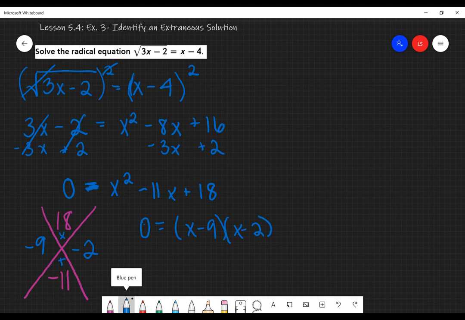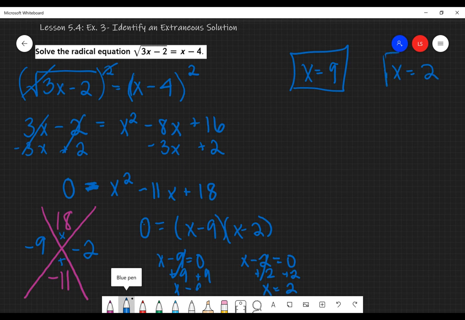And then I'm going to take each of these factors and set them equal to 0. X minus 9 equals 0, x minus 2 equals 0. So we've got one term where x equals 9, and our other term where x equals 2. But now, just like before, we do have to check these and make sure that these work. So we're going to take these numbers and plug them back into our original equation one at a time.